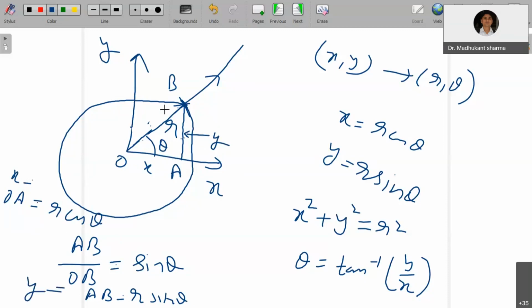This is the height, right? So from here, x equals r cos theta and y equals r sin theta, geometrically. That will define the polar coordinates. Note that at the origin, (0, 0), theta will not be defined, because it is a 0 by 0 form, which is an indeterminate form.